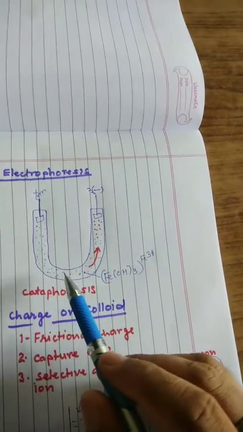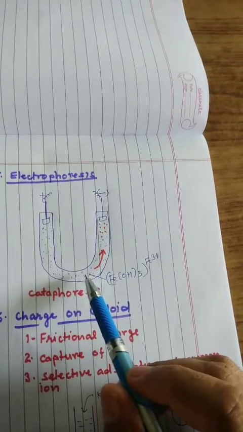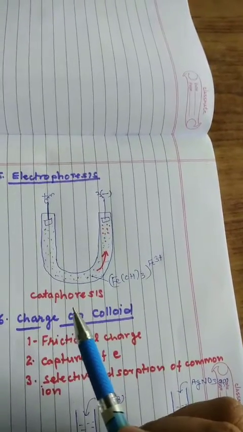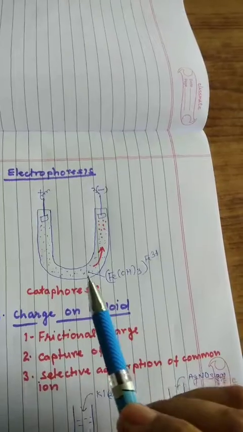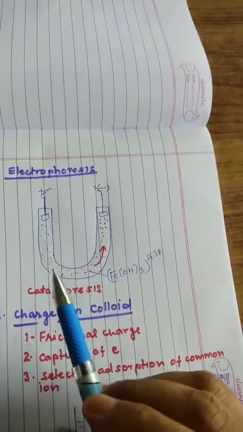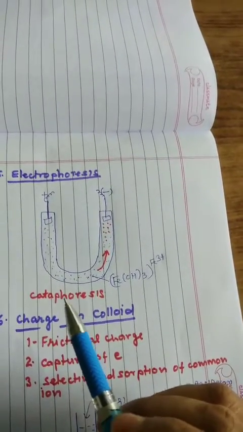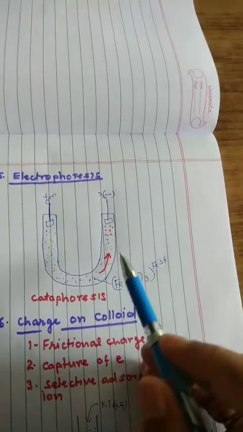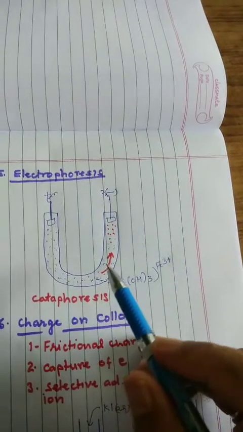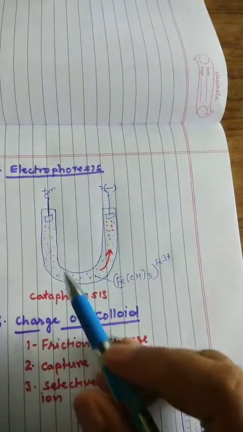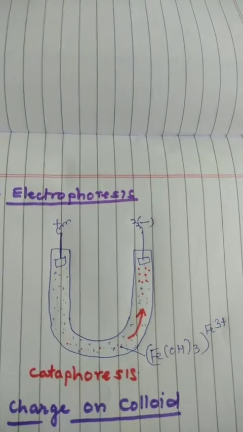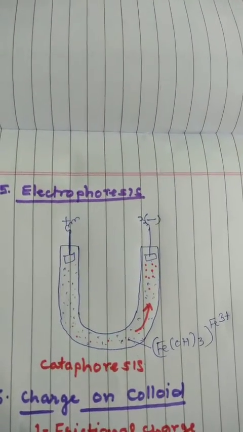Similarly, if our colloid is negatively charged, then the colloidal particles move towards the positive terminal, and this is called anaphoresis. In this case, the medium contains opposite ions, and these opposite ions move towards the opposite electrode. For example, in cataphoresis, colloidal particles move towards the negative electrode, the cathode, so the counter ions present in the medium move towards the positive terminal. This process is called electrophoresis. Electrophoresis shows that colloidal particles contain charge.